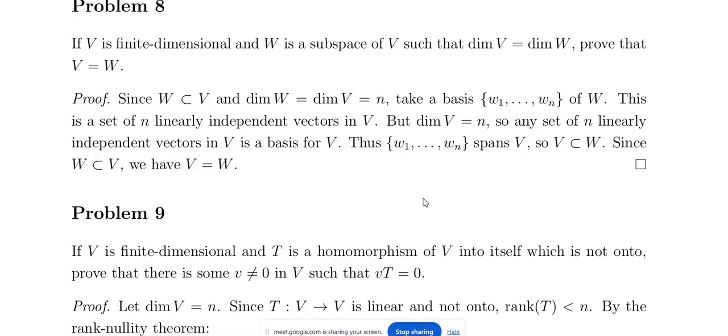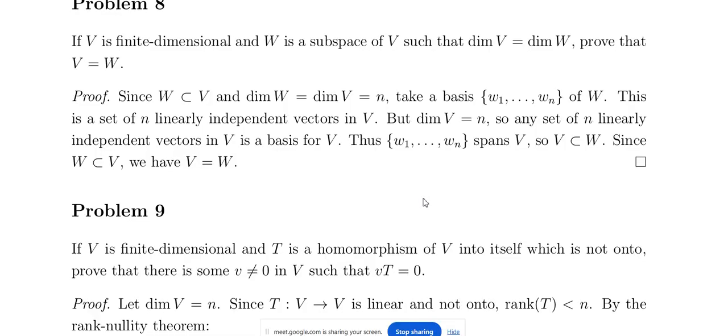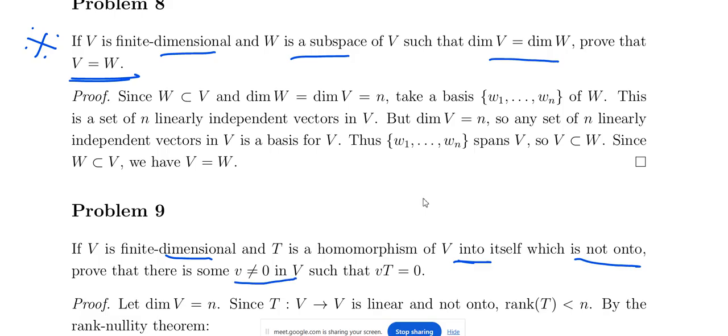And V is finite dimensional and W is a subspace of V, and the dimension of V equals the dimension of W, then V equals W. So V is finite dimensional, T is a homomorphism of V to V which is not onto, only into. Earlier, when it was onto, we saw T is 1 to 1. This is only into, not onto. Then there is some non-zero vector v in V such that vT equals 0.